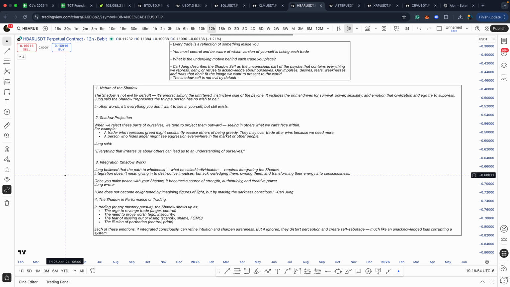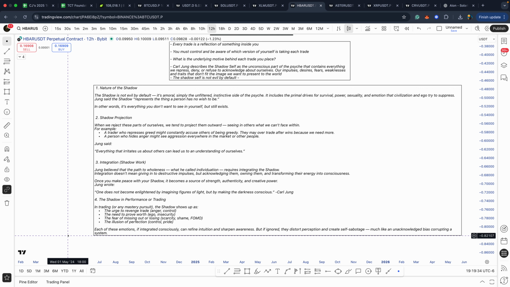Jung says everything that irritates us about others can lead to us understanding ourselves. Again, because it's all projections of our internal state. So, how do we integrate it? Well, we do something called shadow work. Jung believed that the path to wholeness, what he called individuation, requires integrating the shadow. Integration doesn't mean giving in to the destructive impulses. In our case, trading destructive impulses, breaking your rules, bad discipline, all these things, but acknowledging them, owning them, and then transforming their energy into consciousness.